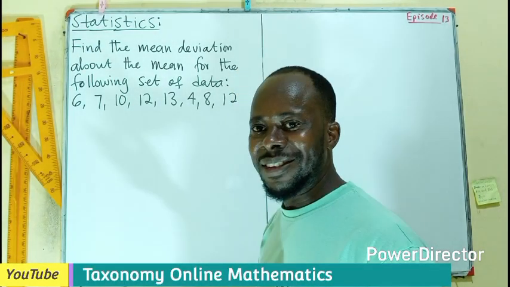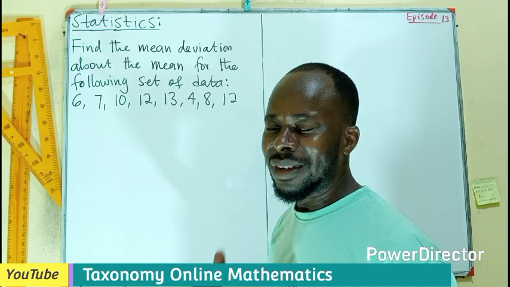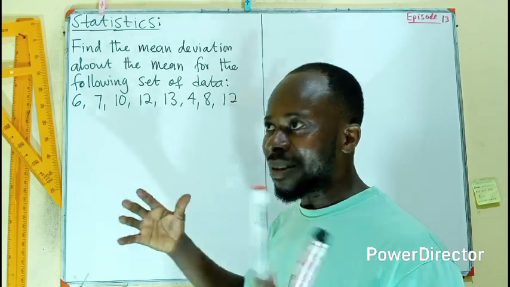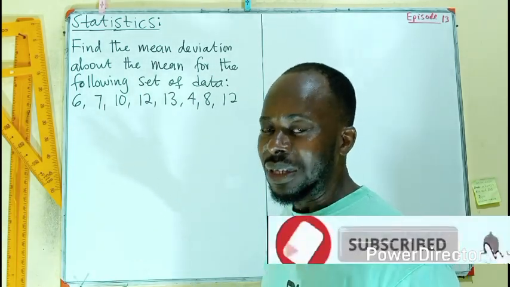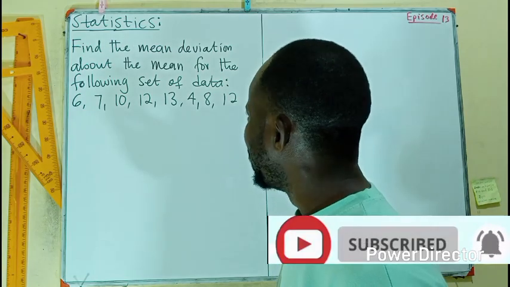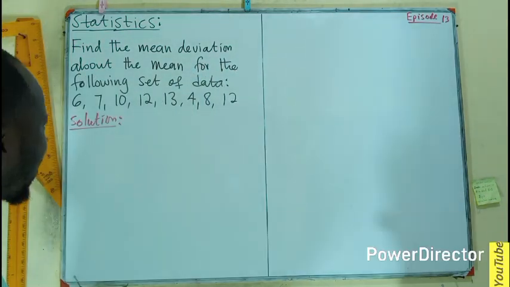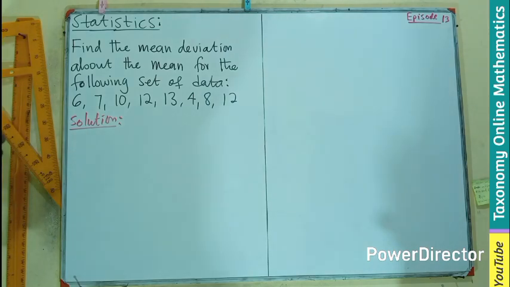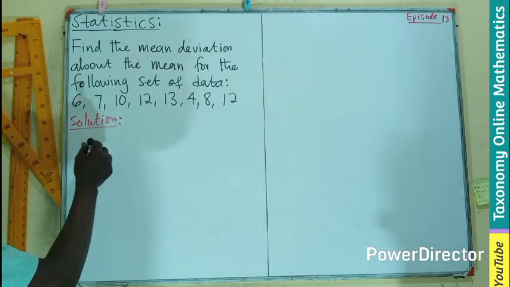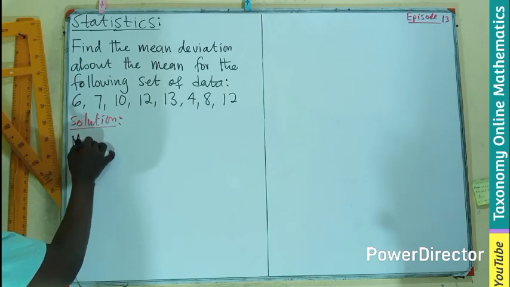Still on statistics, picking questions on the data description and the variation. So we are picking a mean deviation. We are to find the mean deviation about the mean for the following data. Now, we remember the steps we did. First is to find the mean. That's the first thing to do.